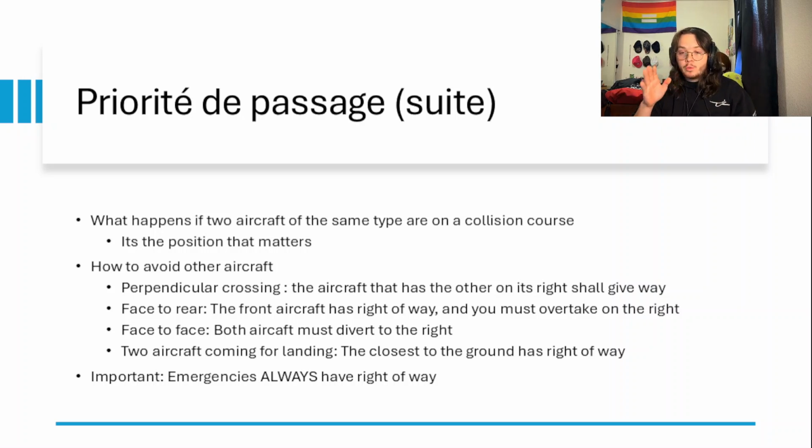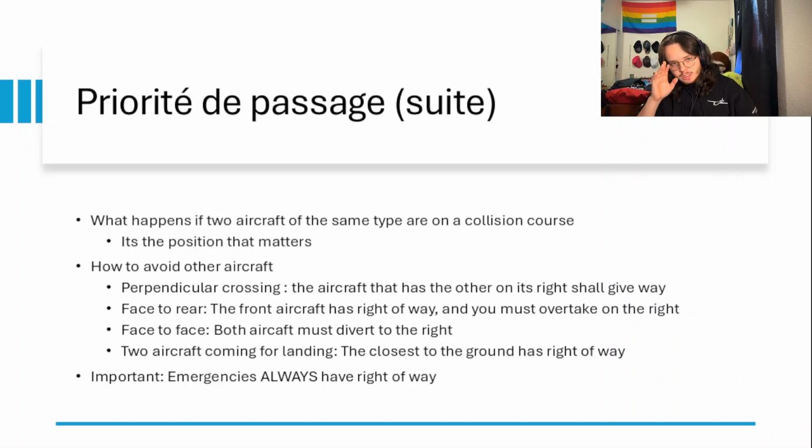So, by the way, don't worry for those who like visual things. We have images in the next slide. If they're crossing perpendicularly like this, the airplane that has the other on its right must give way. What that means is it's kind of like an intersection for cars.